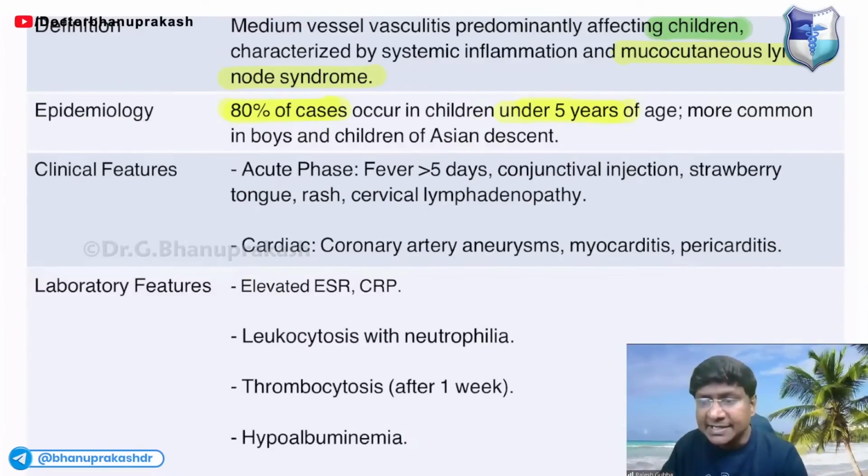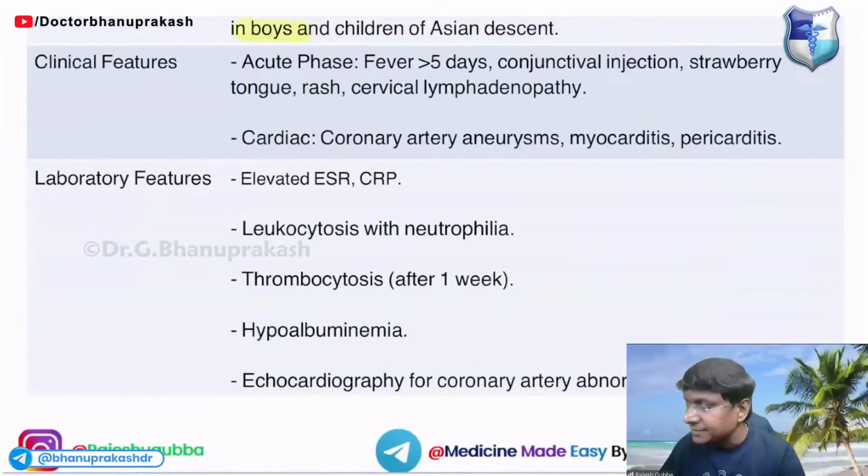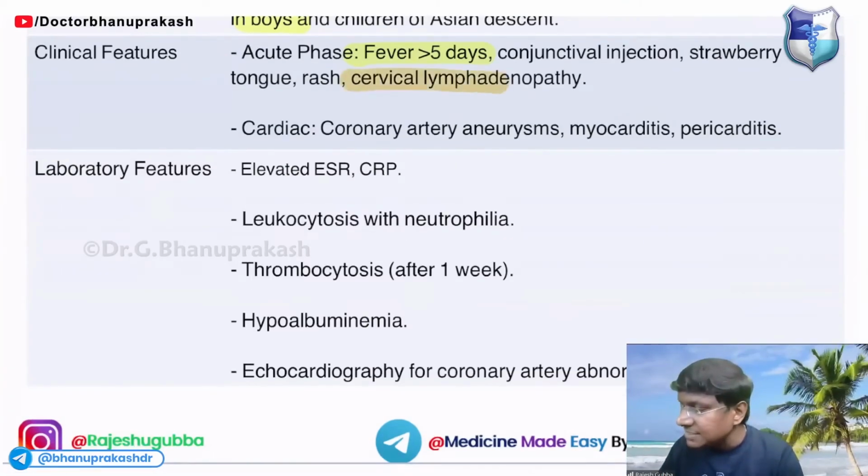80% of cases occur in children under 5 years of age, and it is more common in boys rather than girls. And in the acute phase, what is the manifestation? Fever, and this particular fever should be there for more than 5 days. That's a very, very important manifestation in Kawasaki. And I said it is mucocutaneous lymph node syndrome. The patient will have cervical lymphadenopathy, and the tongue will be like a strawberry tongue.